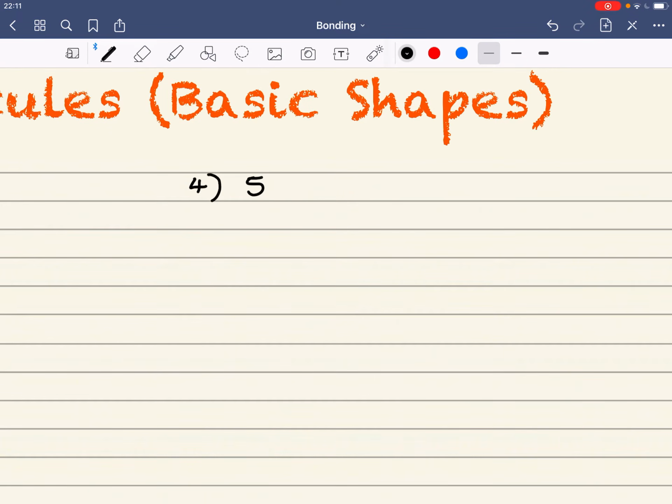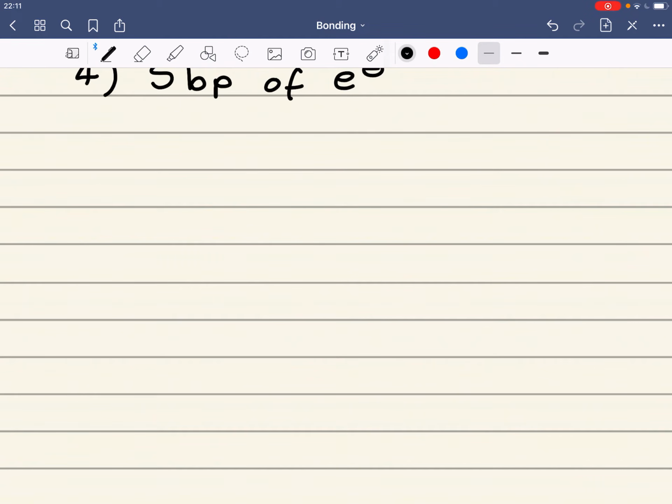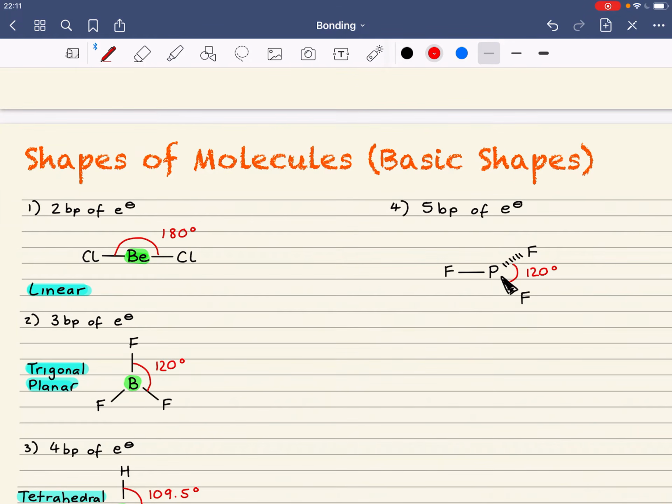is when I've got 5 bonding pairs of electrons around a central atom. And here we're going to look at PF5. Now with PF5, the first thing is we've got a trigonal planar structure. So I've got a trigonal planar structure there, and as such, this bond angle here is going to be 120 degrees. So in effect, what I've got there is this trigonal planar structure.